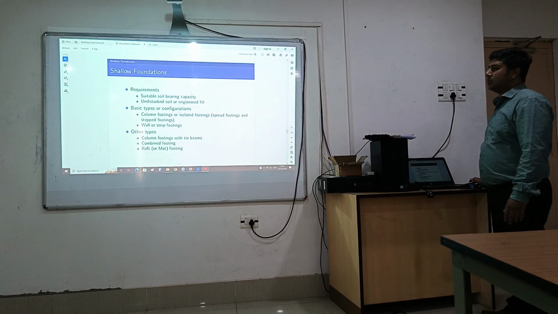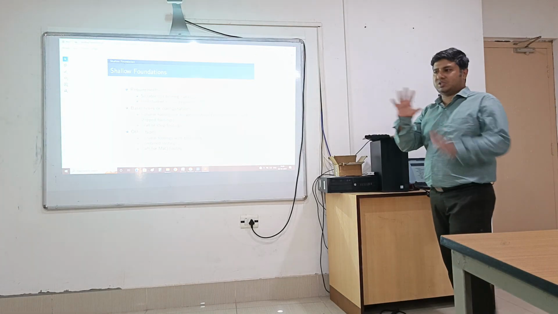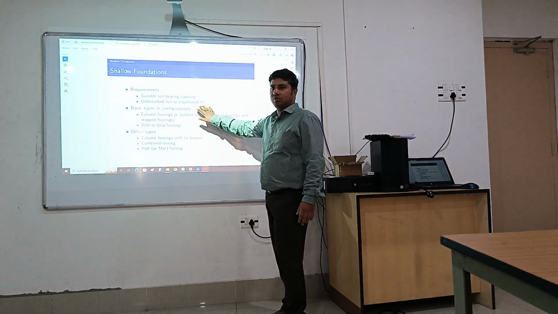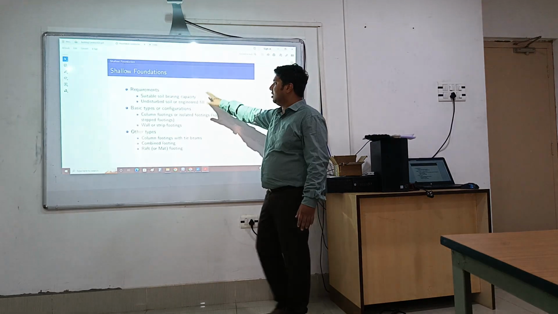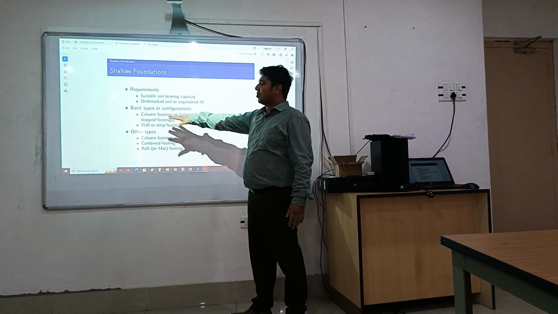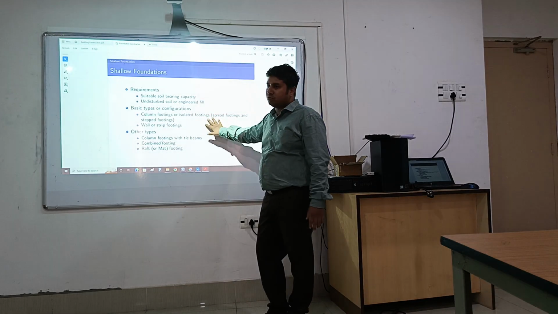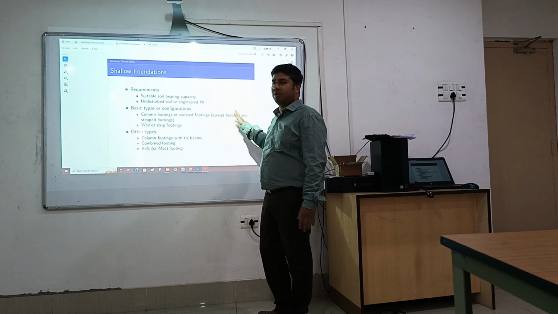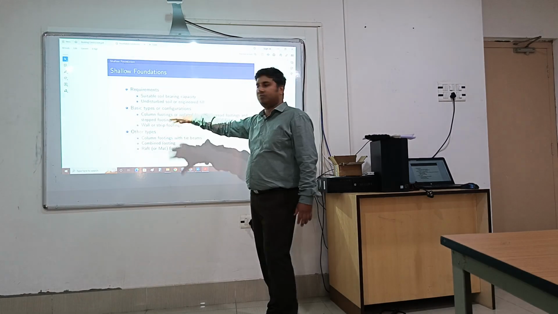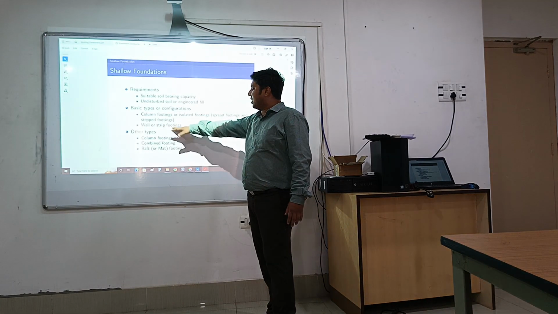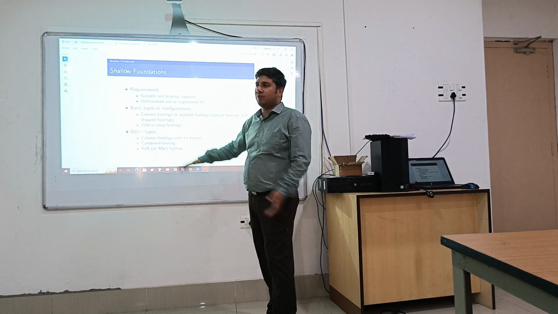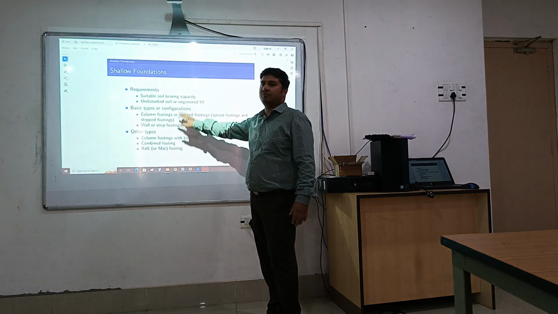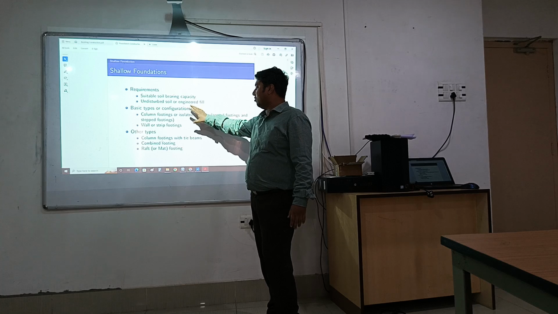A shallow foundation is suitable for soil having sufficient bearing capacity, undisturbed soil or engineered fill soil. Compacted soil is required. For basic preparation, we can use column footing, the isolated footing, which is very common. We can also use step footing. Besides this, we have wall footing or strip footing, where a strip of footing is laid under a wall. So these are the basic footing configurations for shallow foundations.